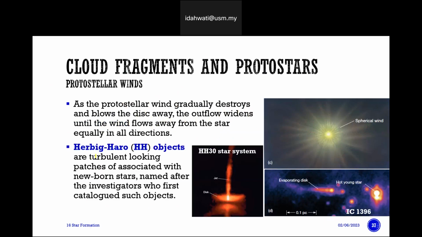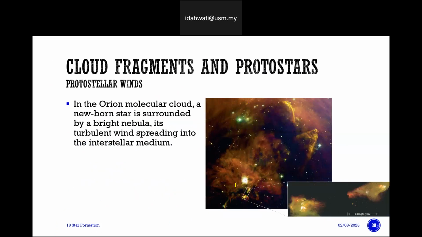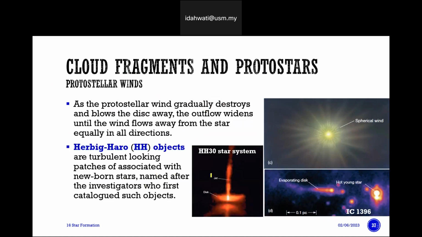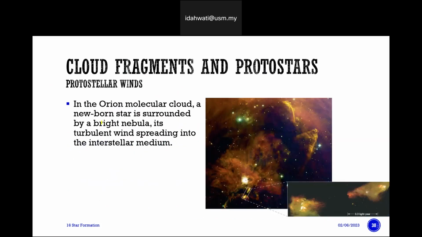So these Herbig-Haro or HH objects here are turbulent looking patches associated with newborn stars, named after the investigators who first cataloged such objects. They are the ones who found this feature, the HH object.